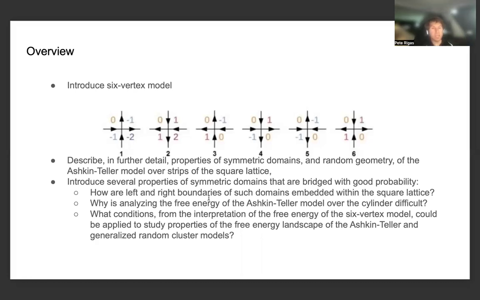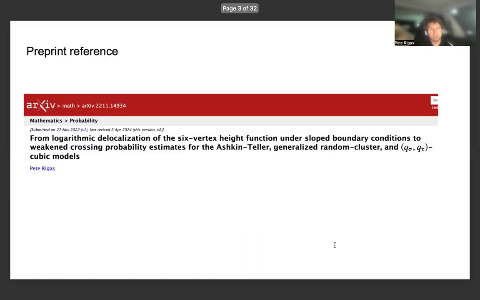And as what's given in the last bullet point, we can also think about what conditions from the interpretation of the free energy of the six vertex model could be studied or applied in the future, or look at some aspects of the free energy of the Ashkin-Teller model and its associated free energy landscape, and also how that could be related to a model that was introduced in a 1997 paper, which is called the generalized random cluster model, or the random cluster representation of the Ashkin-Teller model.